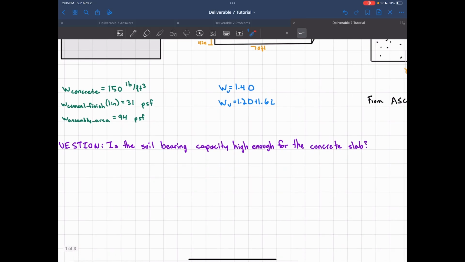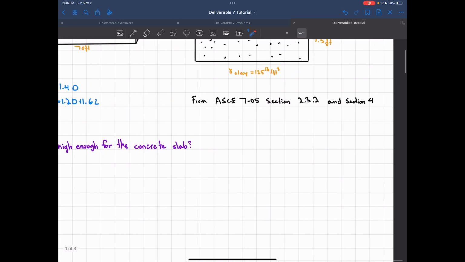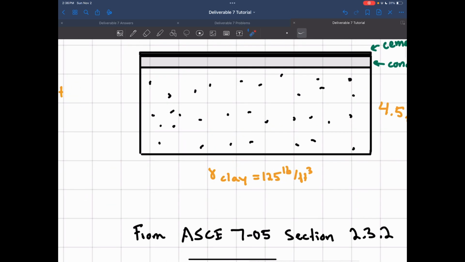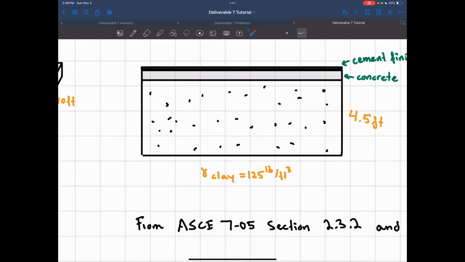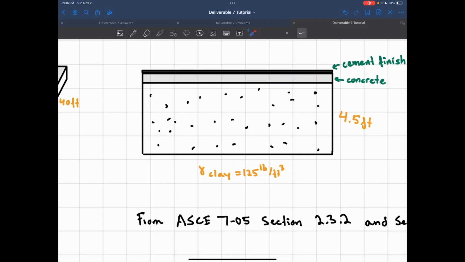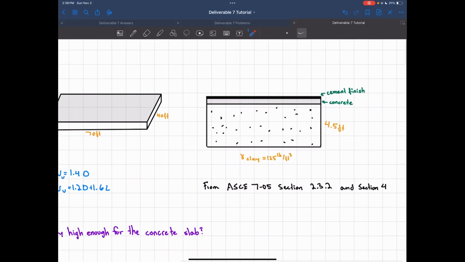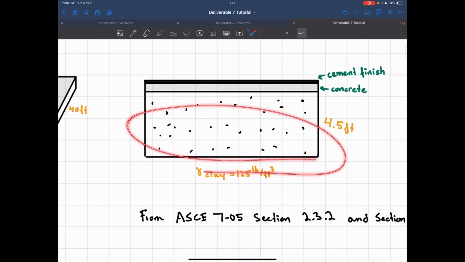Now, the problem is asking, is the soil bearing capacity high enough for the concrete slab? Just to reiterate, we're not actually going to be calculating the real soil bearing capacity. That's a little bit more complicated. Instead, we'll be using essentially the stress of the soil as a proxy for the strength of the soil.